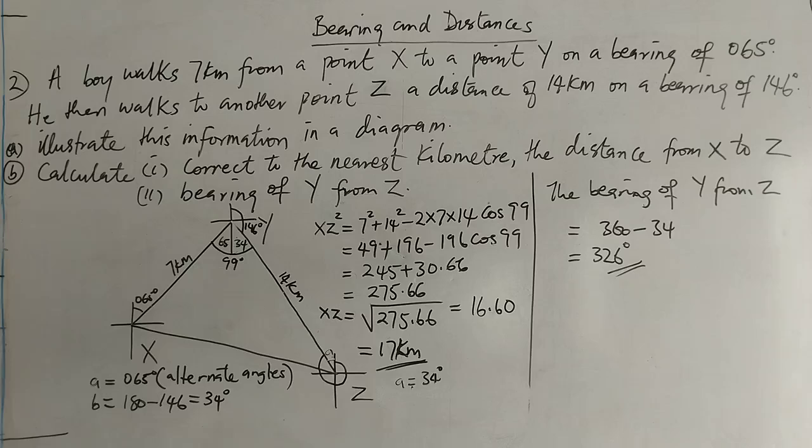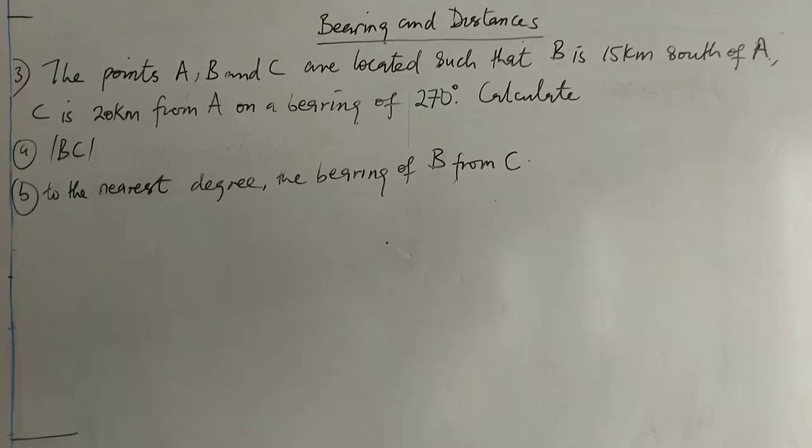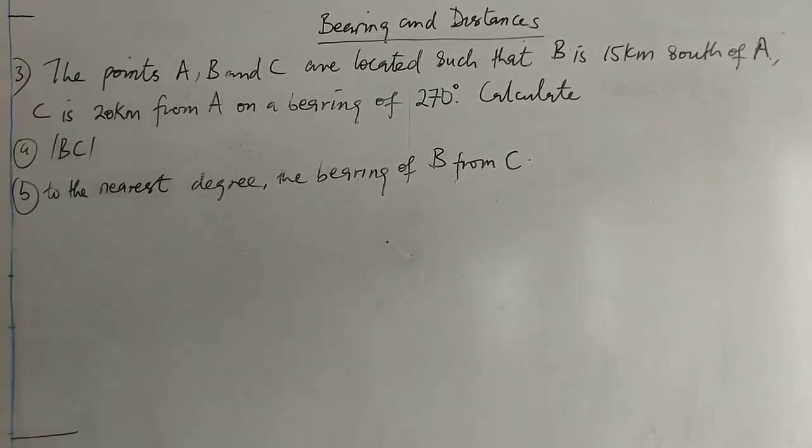I'm going to show you another example that will also help you to understand it the more. The third example says the points A, B, and C are located such that B is 15 kilometers south of A, C is 20 kilometers from A on a bearing of 270 degrees. Calculate BC, and to the nearest degree, the bearing of B from C.